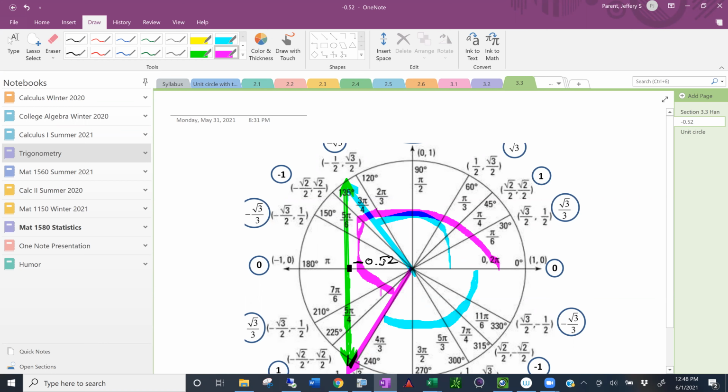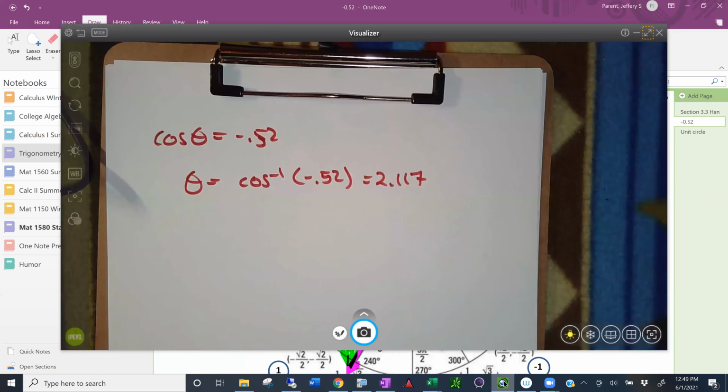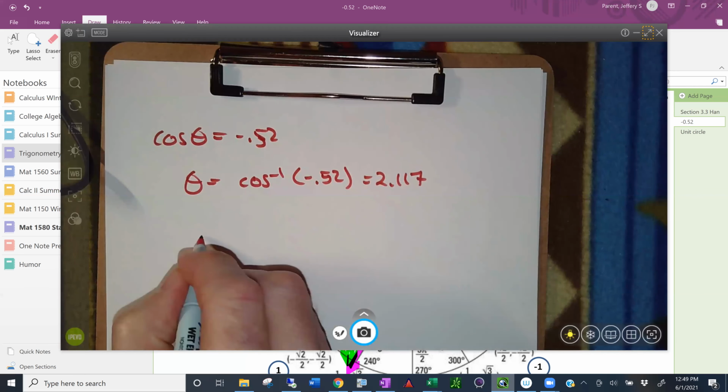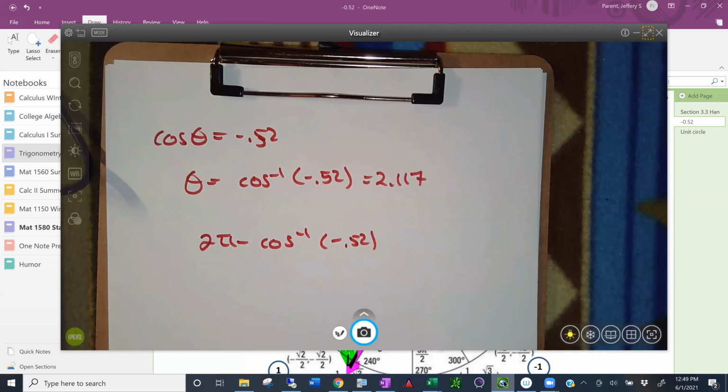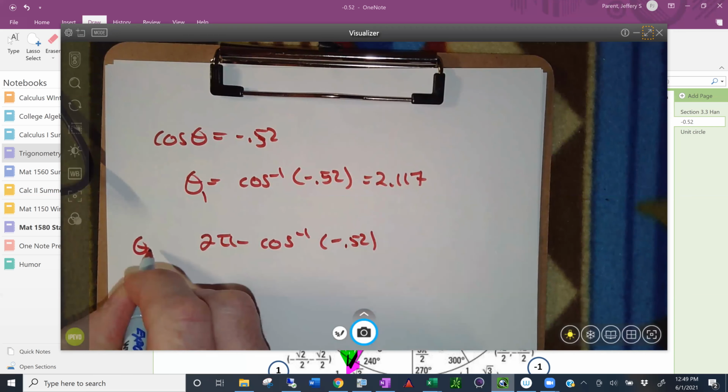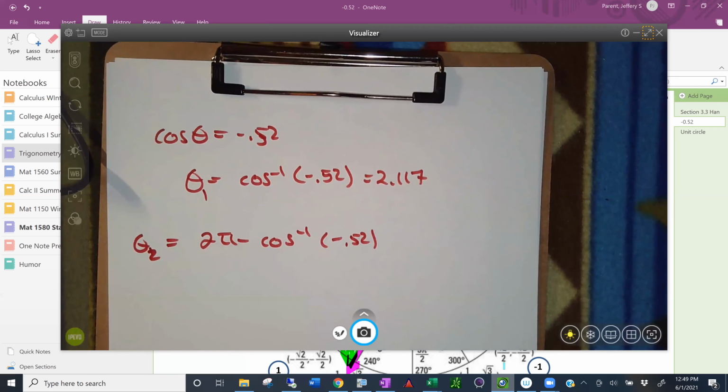Is it 2 pi? Well, it's not quite 2 pi. 2 pi would be all the way around, but I want to go all the way around and then back up a little bit. Right, 2 pi minus the same angle. Perfect. So that's all you got to do. Our other angle is going to be 2 pi minus cosine inverse of negative 0.52. That's going to be your other angle. So call that theta 1, and that's going to be theta 2. Those are your two angles.